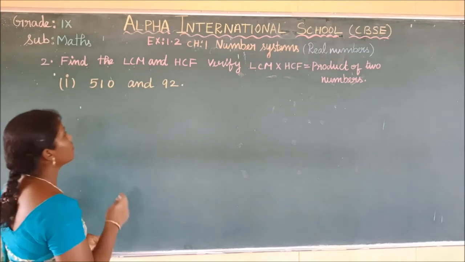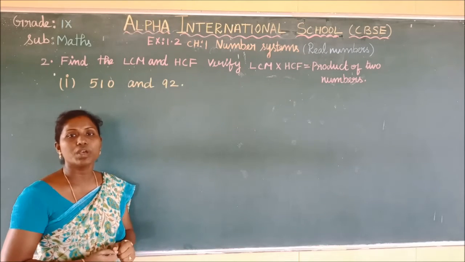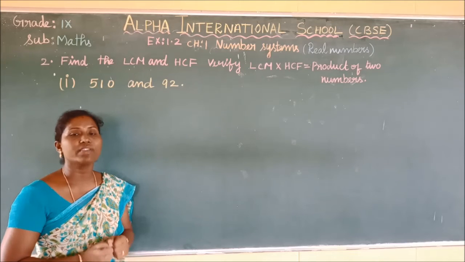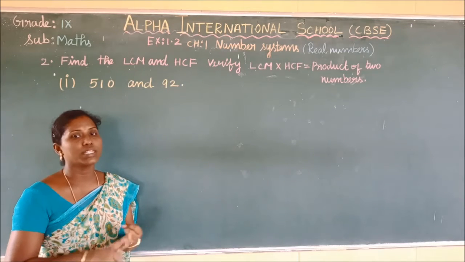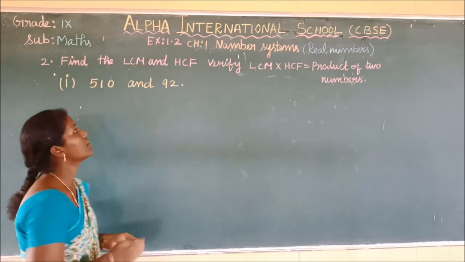Okay, so first to find the LCM and HCF, what we have to do? We have to do the prime factorization. If you do the prime factorization only, we can find what is the HCF and what is the LCM. Let us find the HCF and LCM first.